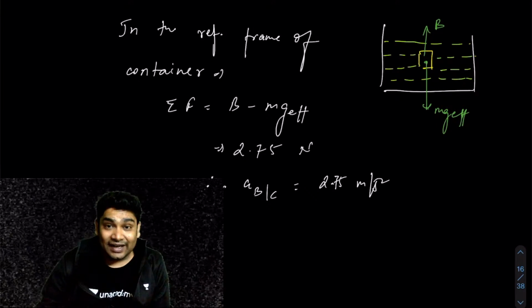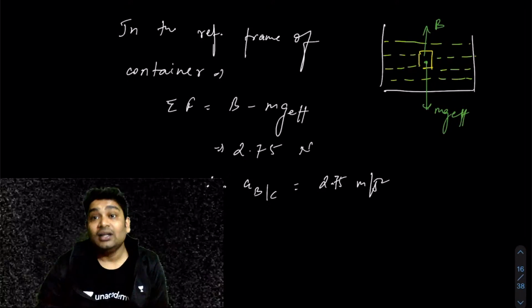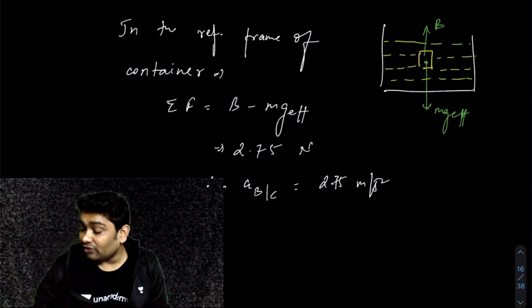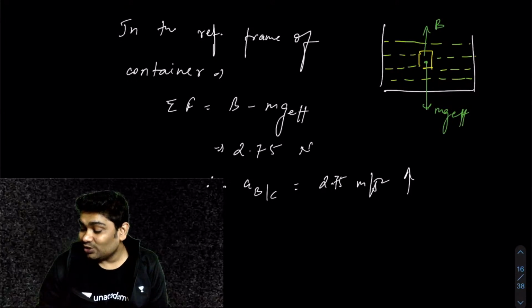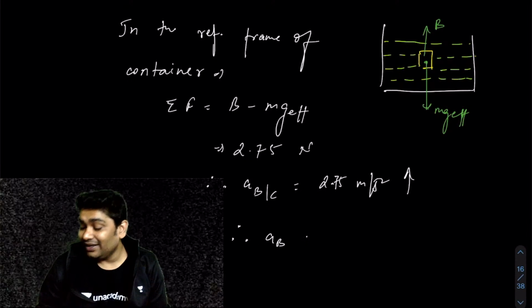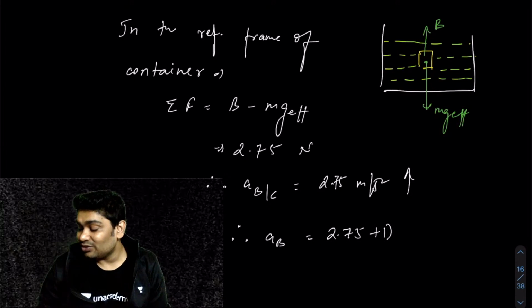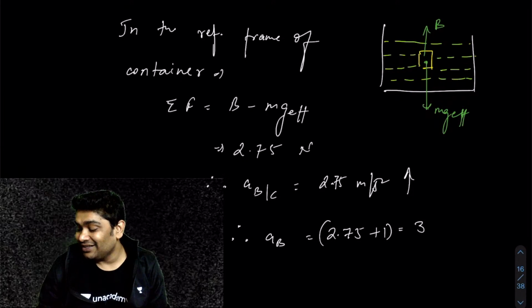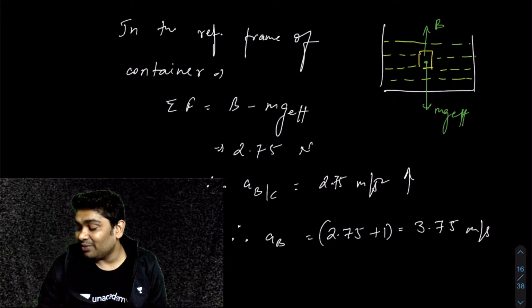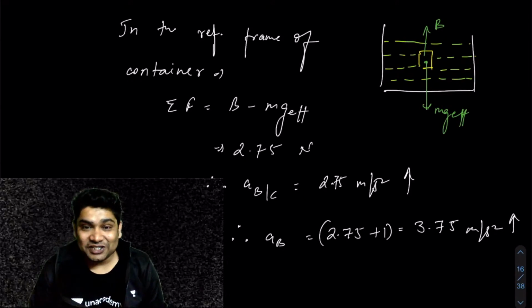Right. Now that I know the acceleration of the block with respect to the container, I can also find out the acceleration of the block with respect to ground. Therefore, the acceleration of the block with respect to ground would be 2.75 plus the acceleration of the container plus 1. So the answer for the second part is 3.75 meter per second square upwards. Okay, so that is the answer for the second part.